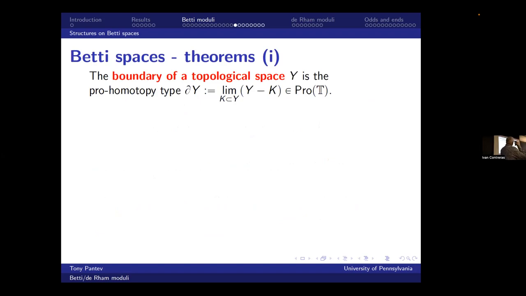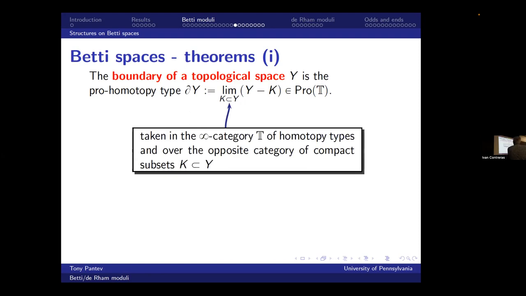Okay, but how do we understand the symplectic leaves in higher dimensions? So if you have a topological space Y, you can talk about its boundary. Its boundary is a priori not a topological space, but just a homotopy type. In fact, a pro-homotopy type. It's a limit of homotopy types. And the way you define it is you erase compacts from your Y and look at the limit of the homotopy types of the complements of compacts. So it's a pro-simplicial set, a pro-homotopy type. But this limit really makes sense in the infinity category of homotopy types.